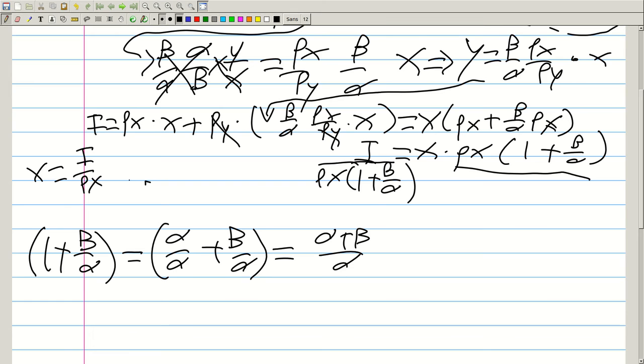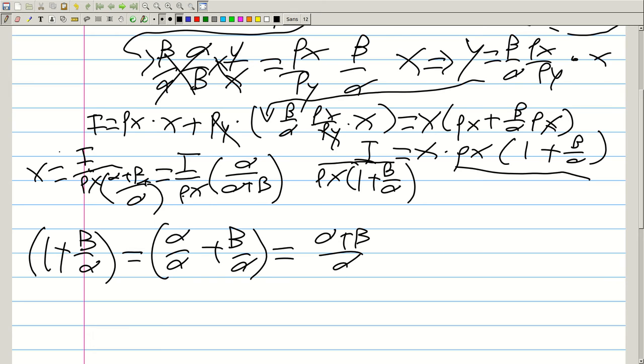Okay, and so now if I go back up here, recall that that was in the denominator, and so I'll just get alpha plus beta over alpha. Or I could flip that up into the numerator and just get I over px times alpha over alpha plus beta is equal to x star.